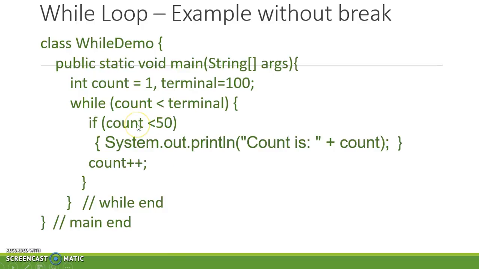Here we have an if condition. So if count less than 50, then it prints the value. So it goes on doing this loop until the count becomes 50. If the count turns to be 50, this condition becomes false and it doesn't print the value, but the count value gets incremented and the while loop continues its execution until the count value becomes 100. Once the count value becomes 100, then only this while loop gets terminated and it comes out of the loop.